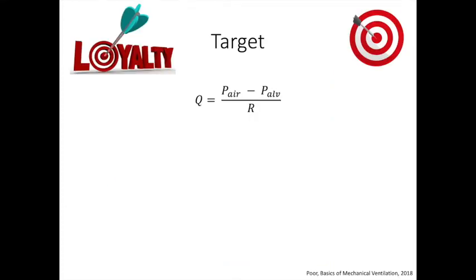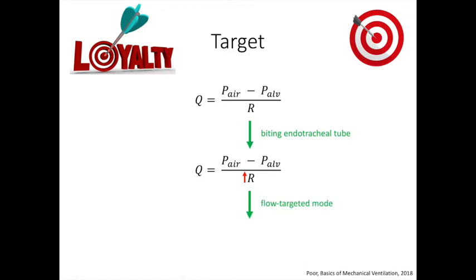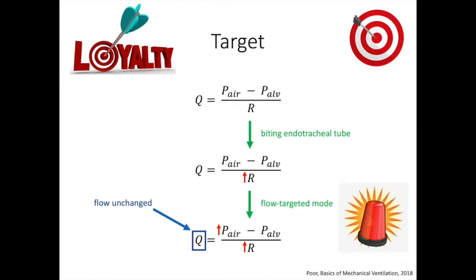To illustrate what it means to be flow targeted, assume that a patient bites the endotracheal tube. This will result in an increase in resistance in the respiratory system. Because we are in a flow-targeted mode, the flow will not change. As a result, the ventilator has to increase the airway pressure. If this airway pressure increase is high enough, the pressure alarm will go off, and that alarm you have undoubtedly heard numerous times before.